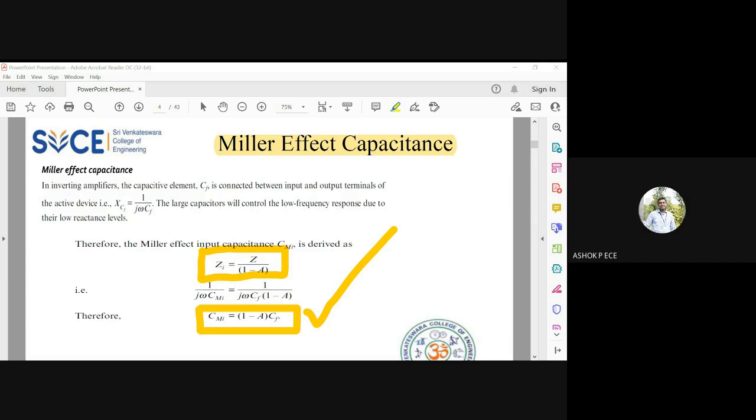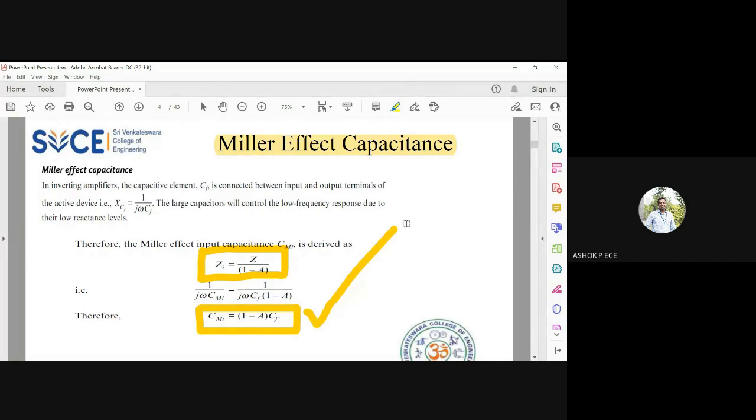So Ri equal to R by 1 minus A. Okay, so Ri will be R by 1 minus A. If I use an inductor, Li will be L by 1 minus A. Since for a capacitor I am using 1 by j omega, it will be the reverse: 1 minus A into Cf.